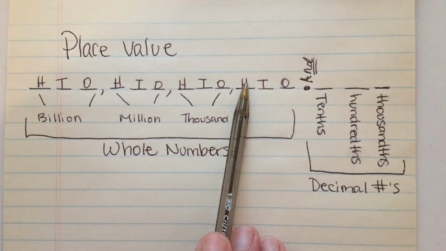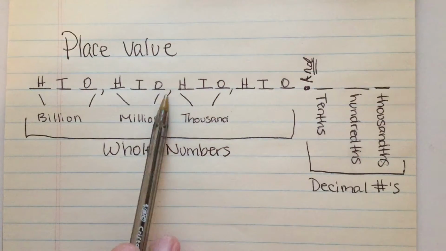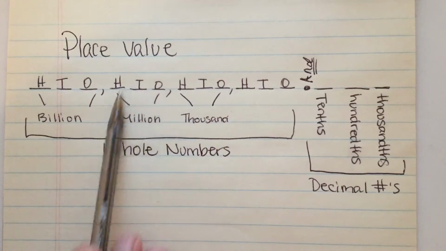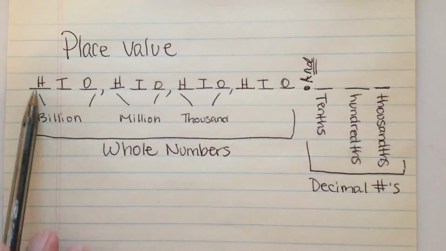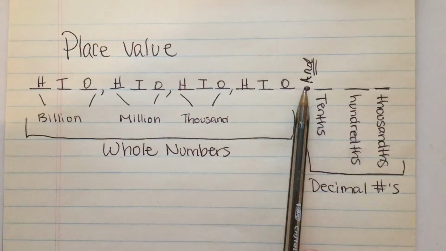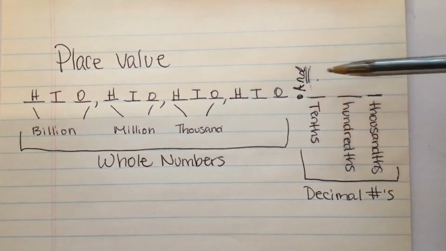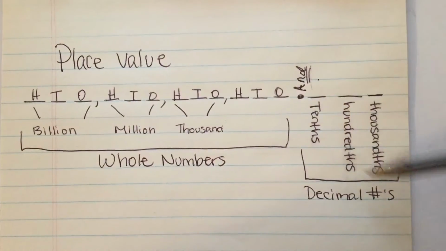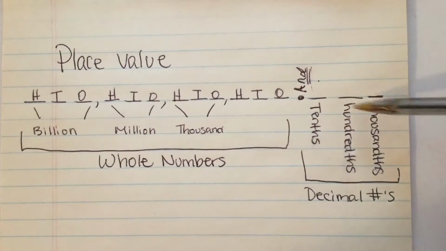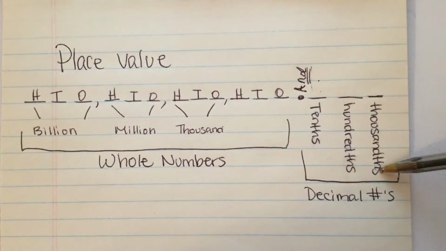Ones, tens, hundreds, comma, one, 10, 100, 1,000, comma, 1, 10, 100, million, comma, 1, 10, 100, billion. Those are all your whole numbers. Then you have your decimal, which always says "and." Then you have your decimal numbers to the right side of the decimal. There's the tenths, the hundredths, and the thousandths.